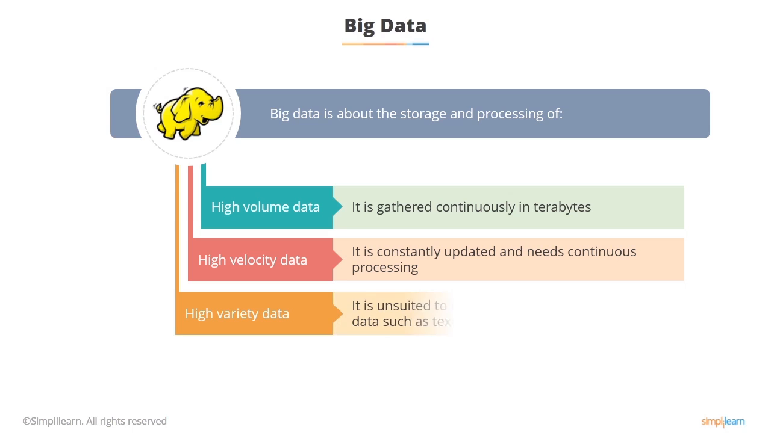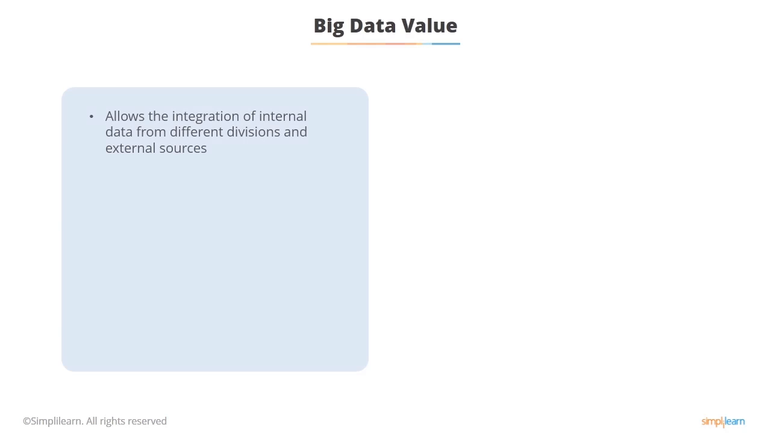And then there are things that are very high variety, which is where you've got different types of data, like text, videos, images. You don't really want to put those into relational databases, as particularly images and videos tend to be enormous, and they take up a lot of space, and you wouldn't really want to put them in a normal database. So, what's the value of this?